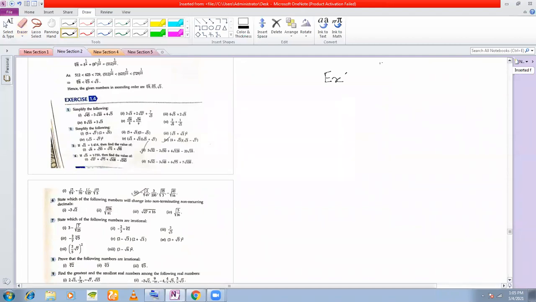Exercise 1.4. This is problem number 2, part 6. Let me write the problem for you, since it is very small for you to read. The question is simplify 4 plus root 5 into root 3 minus root 7.